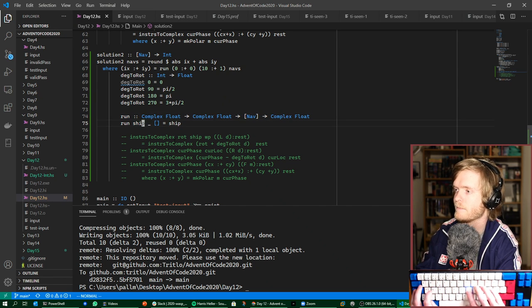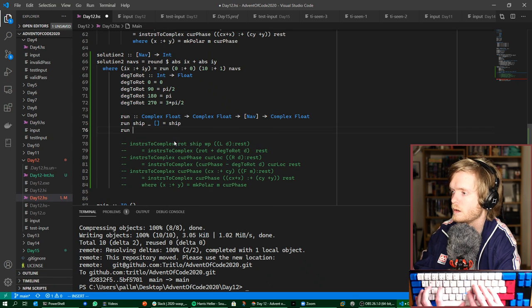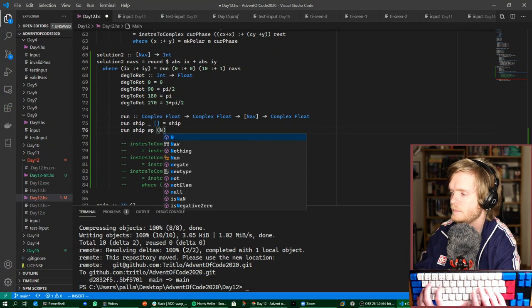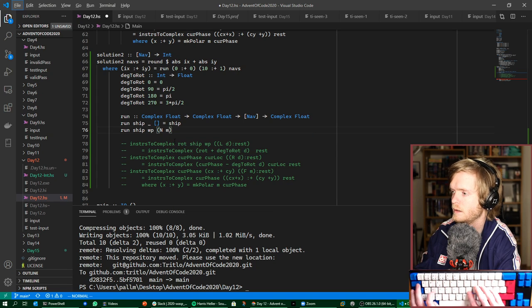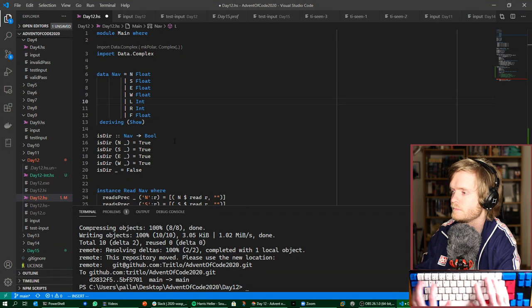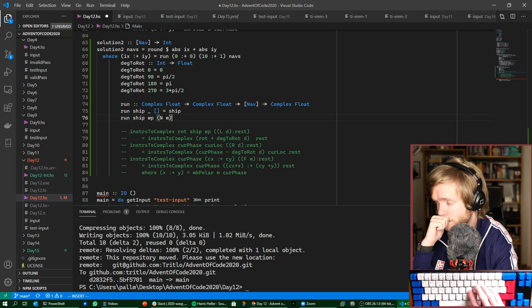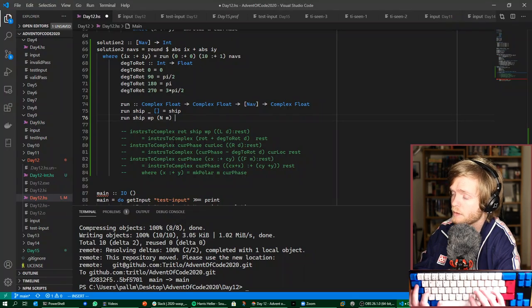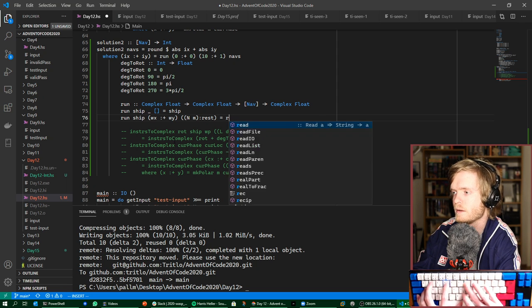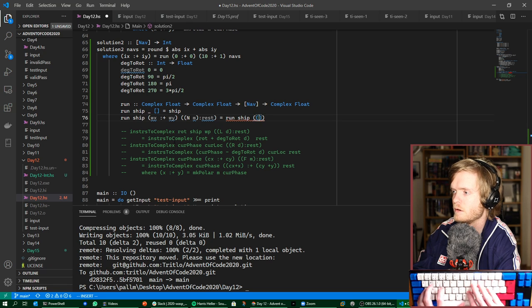Complex float. Okay, so let's see. Run ship. Okay, then yeah, ship and then VP and then okay. Now for N. So the magnitude. These are all floats. These are ints. So the N magnitude, we move the waypoint north by the given value. So this is going to be VX, VY, rest. First of all, this is going to be run. The ship is going to stay the same place, but we move the waypoint.